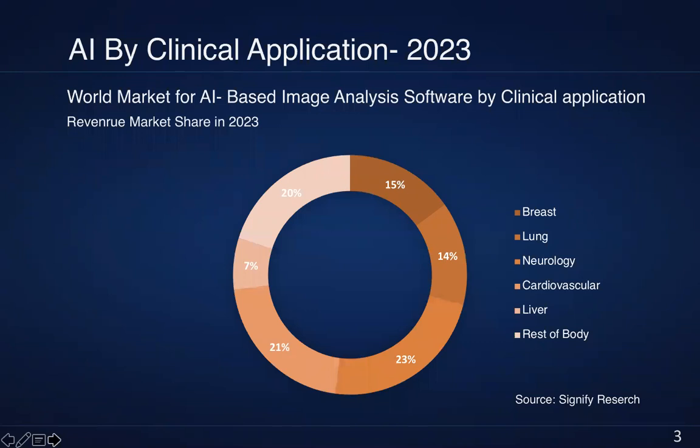But it's pretty much nobody knows where AI is going to go by clinical application. Liver obviously is the smallest of these, but you can go just about in any direction. So, but right now, the interest right now is definitely in neurology, is definitely in cardiovascular, and definitely in the rest of the body, and breast is up there as well.